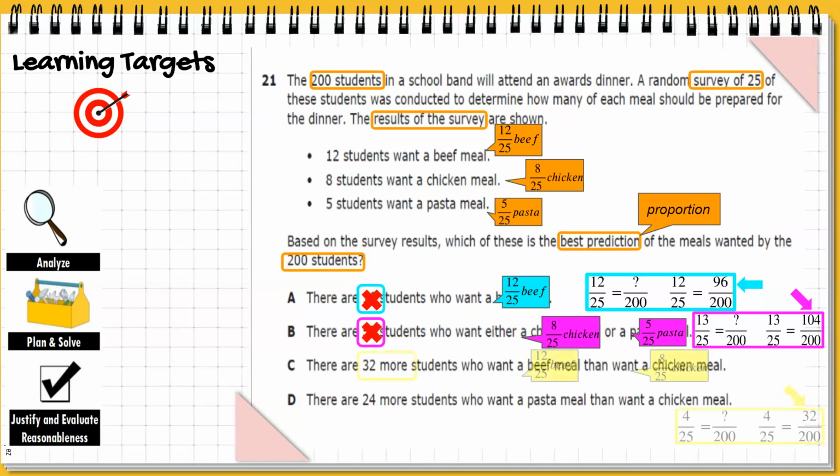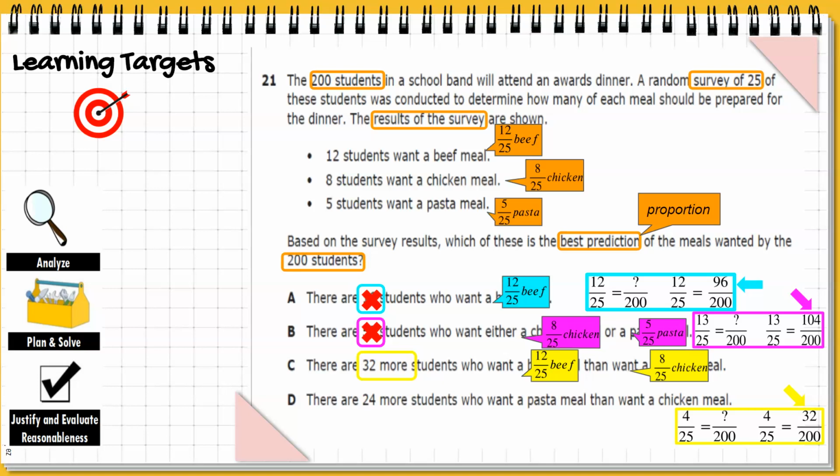On C, it's saying that it's 32 more. So when I look at beef and chicken, I need to see how much more beef is than chicken. So 12 minus 8 is 4. That's how I get my proportion. A 4 over 25 is equal to what over 200? 4 over 25 is equal to 32 over 200. This looks like a correct statement. I want to call it my maybe baby though, just in case I made a mistake.